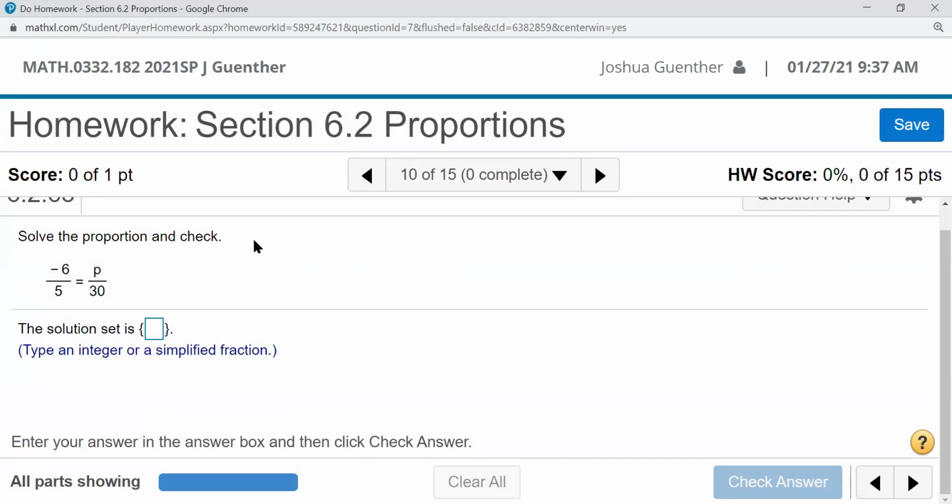So here we want to solve this proportion equation. -6 is to 5 as p is to 30, where p is going to be the value that we're solving for. It's going to be what we're trying to find. So -6/5 equals p over 30. They use a p instead of an x here. That's okay.